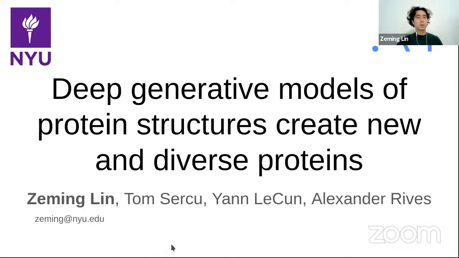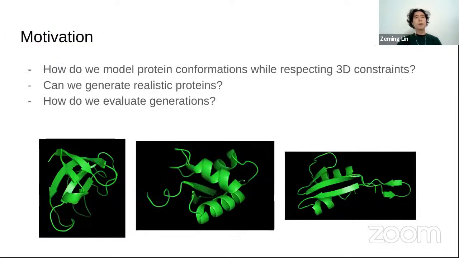Okay, great. Hi, my name is Zemming Lin. I'm actually a PhD student at NYU under the supervision of Yann LeCun right now, and this project was done partly through an internship with Facebook AI Research with my colleagues Tom and Alex, and it's on deep generative models of protein structures create new and diverse proteins. One of the challenges of protein design is how we can propose interesting and valid protein backbone structures. And so this work is a way to tackle that.